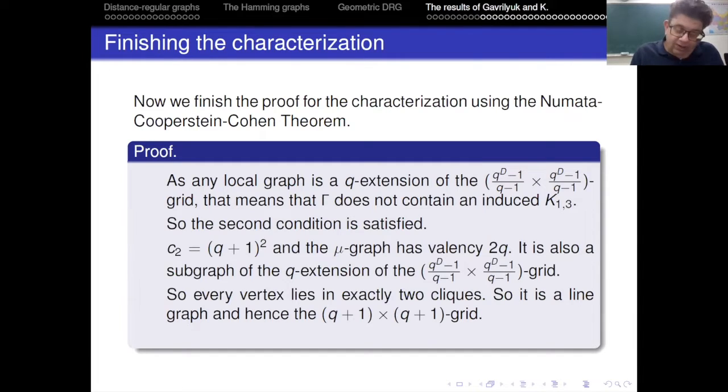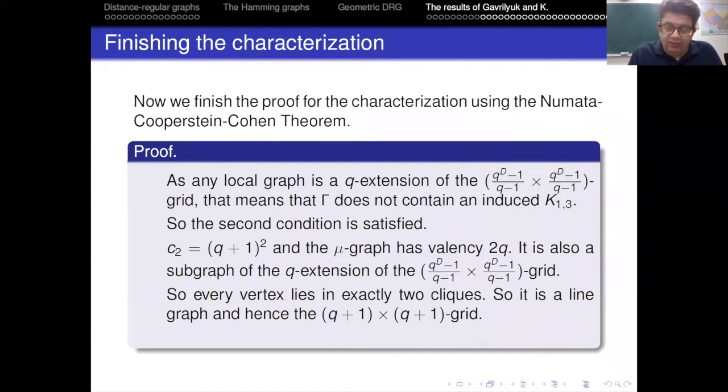Now for the first condition, c2 is (Q plus 1) squared, and the mu graph has phase c2 over Q. It is also an induced subgraph of the Q-clique extension of the (Q^D minus 1) over (Q minus 1) times (Q^D minus 1) over (Q minus 1) grid squared. So that means that every vertex in the mu graph lies in exactly 2 cliques.